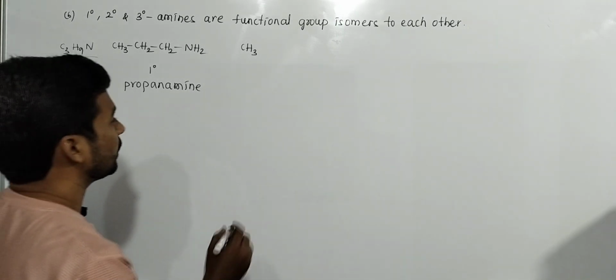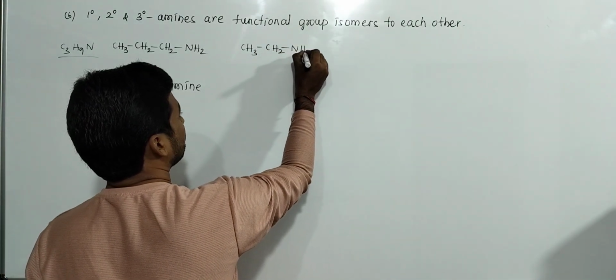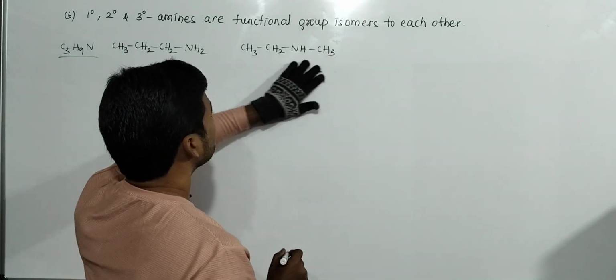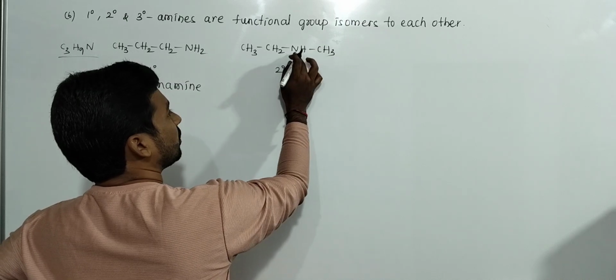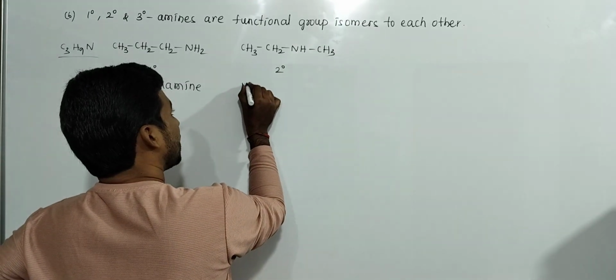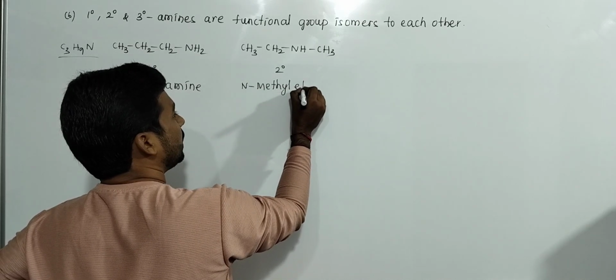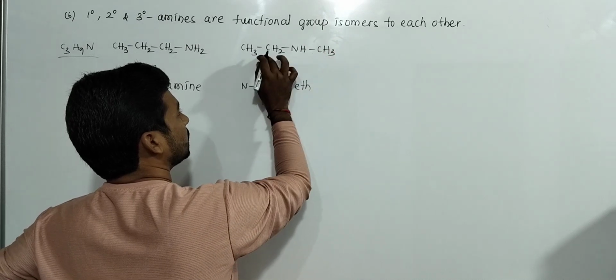With the same molecular formula, I can write another amine, that is a secondary amine, CH3CH2NHCH3. Verify: 3 carbon atoms, 9 hydrogen atoms, 1 nitrogen atom. This is a secondary amine because there are 2 alkyl groups and only 1 hydrogen. This is N-methyl ethanamine. Its IUPAC name: N-methyl, N on nitrogen, methyl group, ethanamine.